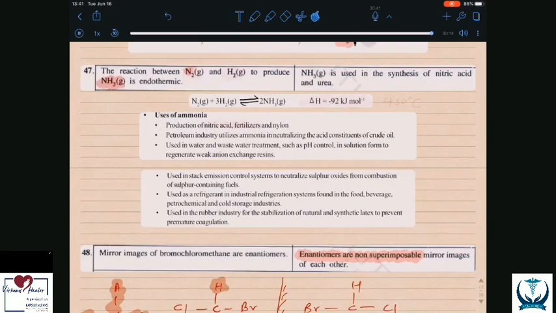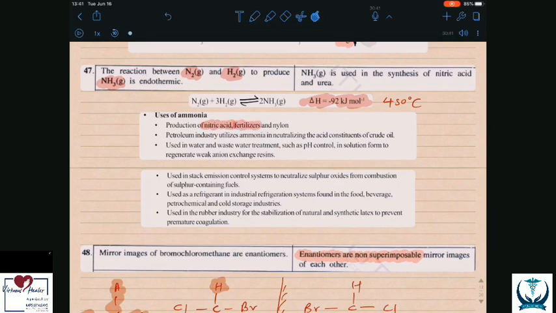Production of ammonia through the Haber process using nitrogen and hydrogen is an exothermic reaction. But this reaction occurs at a high temperature of 450 degrees Celsius. This is to increase the rate of reaction. The forward reaction is favored because the products are constantly removed from the system. Among the uses of ammonia are the production of nitric acid and fertilizers such as urea.